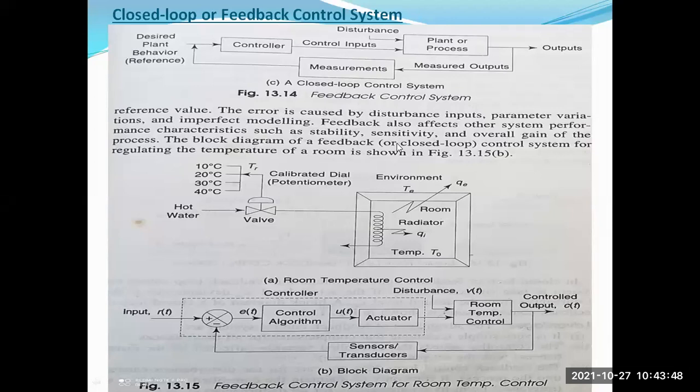So this is basically one example where we control different temperatures. This is a calibrated potentiometer. We have to select the desired temperature. The user selects the temperature using this potentiometer. Then this controls the valve, which controls the heating element. This is a heater. That means when you select 40 degree Celsius, at that time it is heated up to the desired temperature. Then the room is heated from the particular desired input you use.